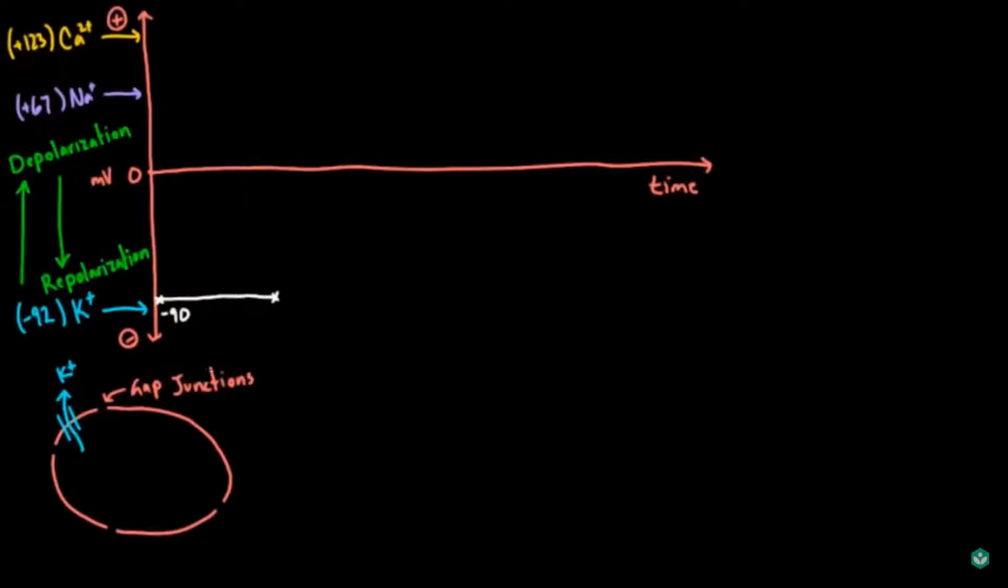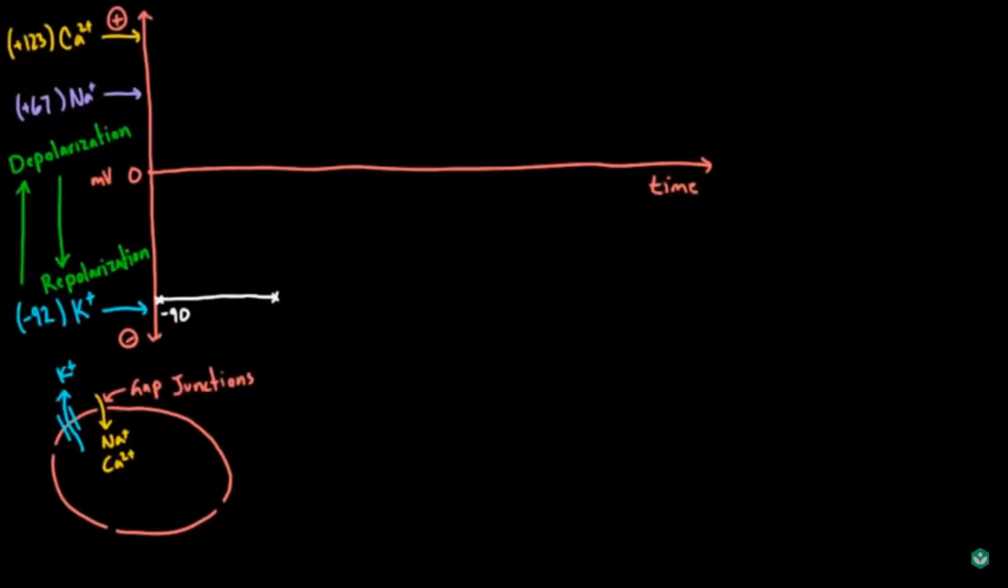Now, a neighboring cell, let's say now, has a little bit of a depolarization, so it goes positive. And through the gap junctions leaks a little bit of sodium and some calcium. So this stuff starts leaking through the gap junctions, right? Now, what will happen to our membrane potential?